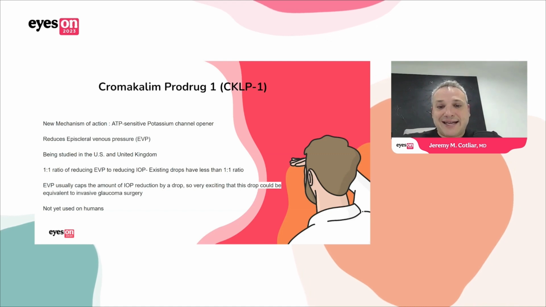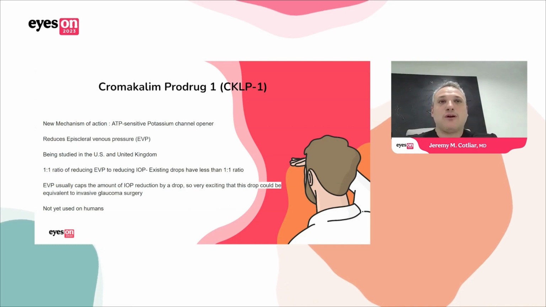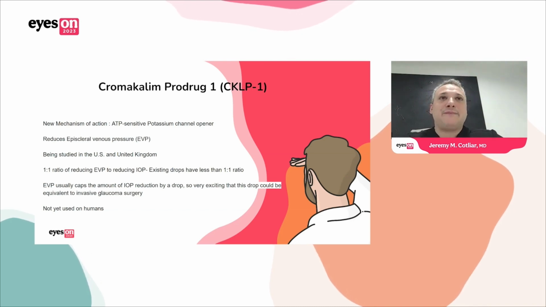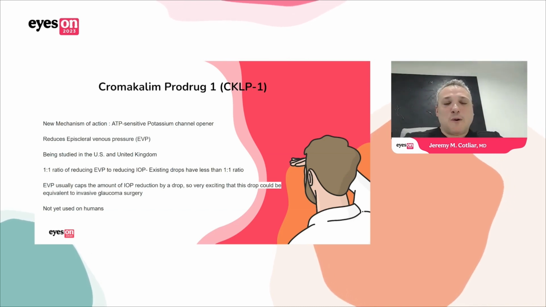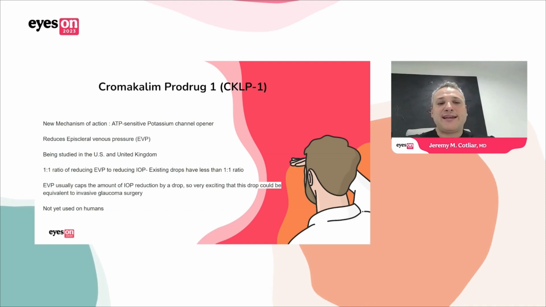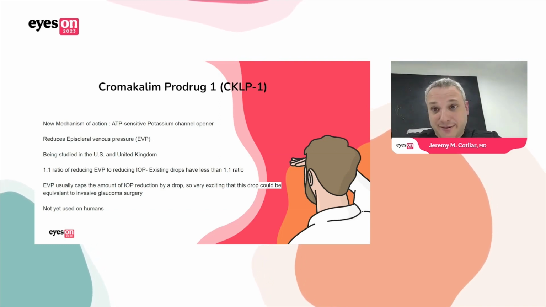So it's very exciting that this drop could be equivalent to invasive glaucoma surgery, which we typically need, as we mentioned before, the Xen, trabeculectomies with mitomycin C, which I haven't shown here in the slide deck, as well as a Baerveldt glaucoma implant. All surgeries that we need to get the pressure down to the low teens, which is where we think advanced glaucoma patients need to be to prevent progression of glaucoma. And this is not yet used on humans. It's been used on monkeys.